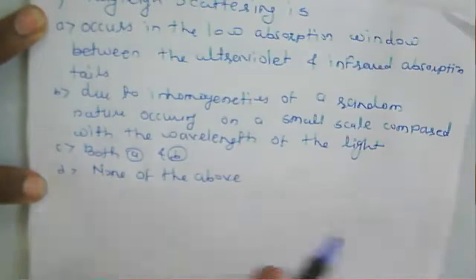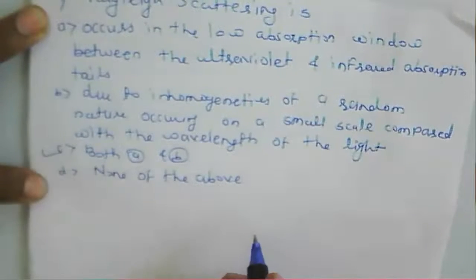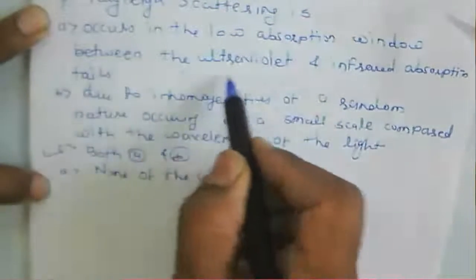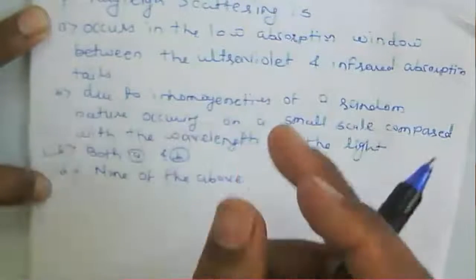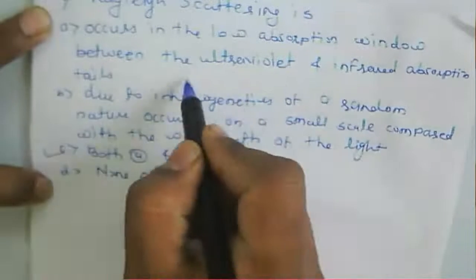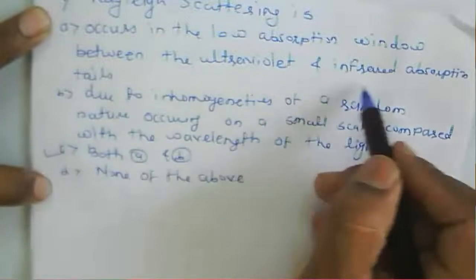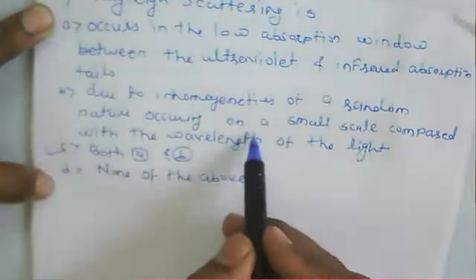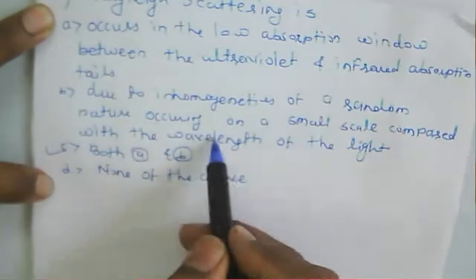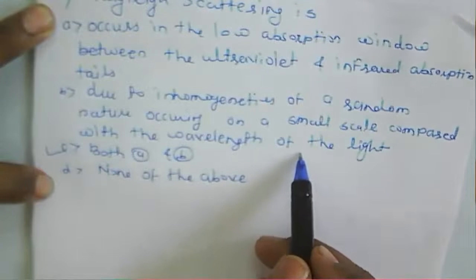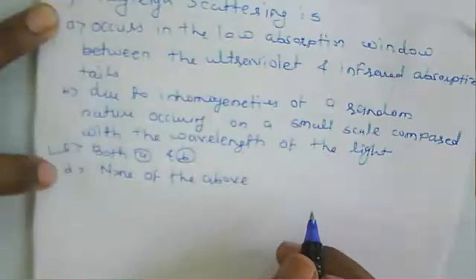The answer for this is C, both A and B, because Rayleigh scattering occurs in the Rayleigh absorption window between the ultraviolet and infrared absorption. Yes, someone has written C, correct, okay. It is about the region here, between the ultraviolet and infrared absorption tail. And this occurs due to the inhomogeneity of a random nature occurring on a small scale compared with the wavelength of the light. And because of that, scattering takes place.